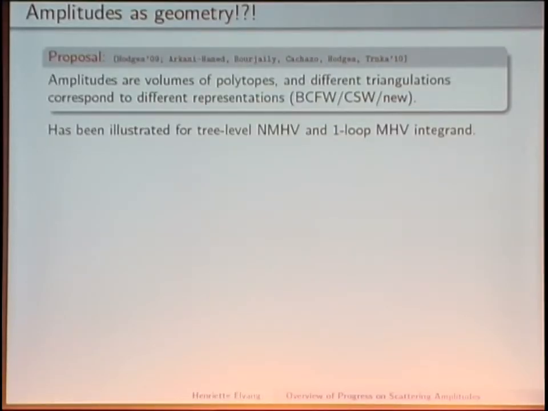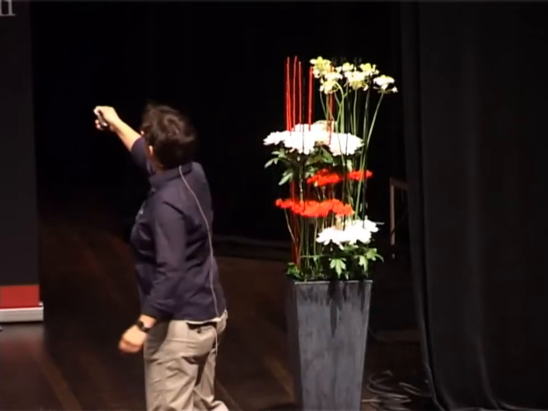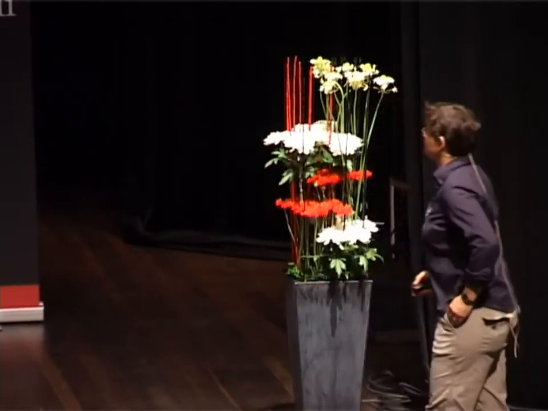Now, it gets even better, because there's a proposal that you can interpret the amplitudes in terms of geometry. The proposal says that the amplitude should really be thought of as volumes of polytopes. And when you calculate the volume of these polytopes, you have to triangulate them somehow, and of course, you can do that in many different ways. The proposal of Hodges and Arkani-Hamed and collaborators is that the different triangulations correspond to different representations of the amplitudes. One could be a BCFW representation, another BCFW representation can come out, the CSW representations, and there are even new representations for the amplitudes coming out of this.